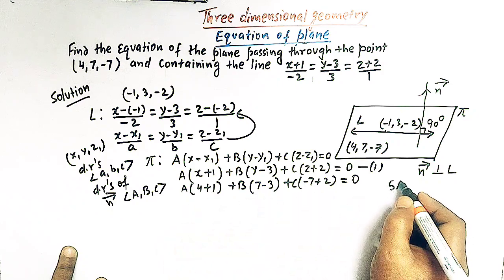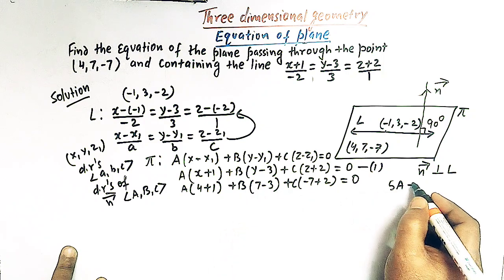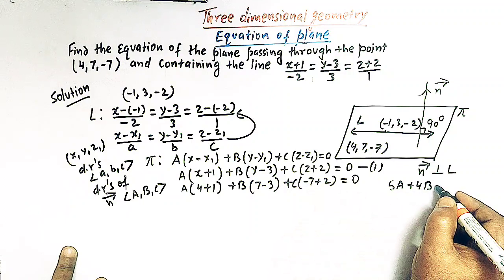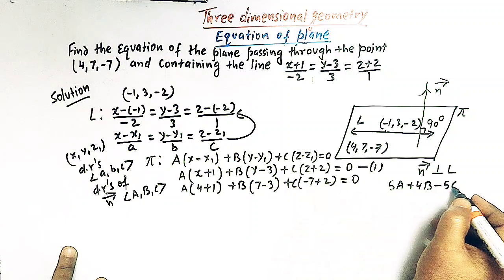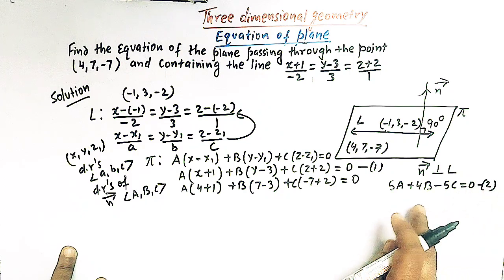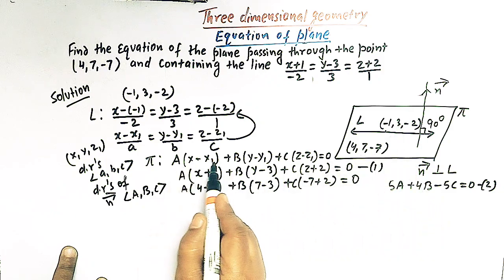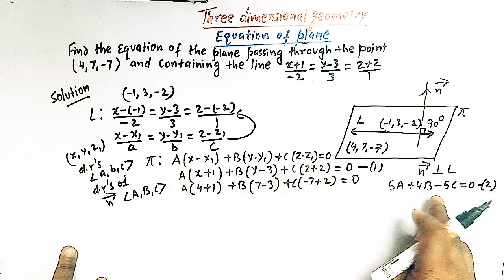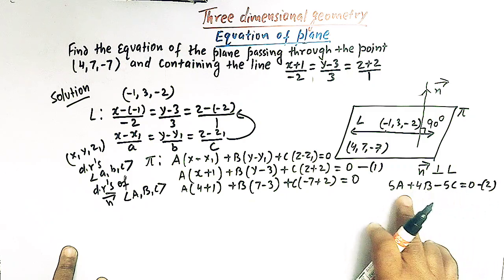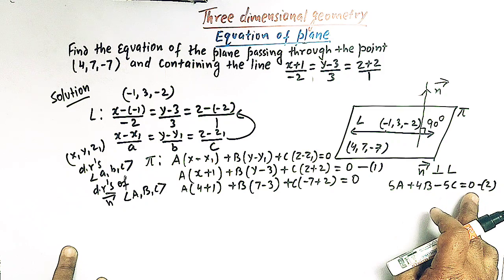So here we have 5a. Then 7 minus 3 is 4, so we have 4b. And then 2 minus 7 is minus 5, so we have minus 5c is equal to 0. Right? So now using these 2 points and utilizing this equation, we have obtained an equation in A, B, C: 5a plus 4b minus 5c is equal to 0.